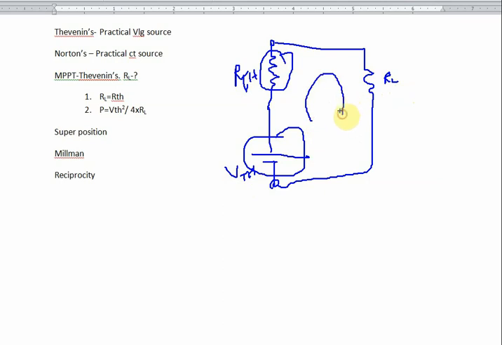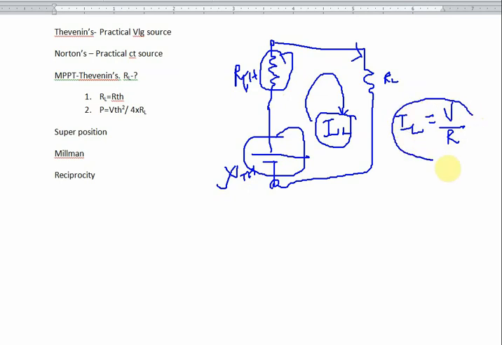What is step number three? You will find the current flowing, which is nothing but the load current. How will you find it? What is the formula for load current? Ohm's law: IL is equal to voltage divided by resistance. So V is equal to I into R, I is equal to V by R. Just substitute the VTH value divided by the two resistances connected in series, RTH plus RL. That's all, you will find the IL.